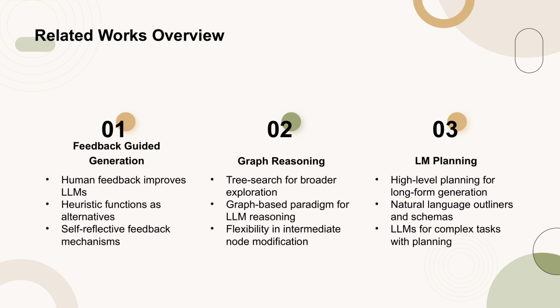Moving on to graph reasoning. Approaches like tree search procedures enable broader exploration during problem solving, while a graph-based paradigm allows for more flexible modification of intermediate nodes. Lastly, in the context of language model planning, high-level planning is crucial for long-form generation and complex problem solving, often involving natural language outliners and structured schemas. LLMs are also utilized for tackling complex tasks with planning, such as in video games and code optimization.